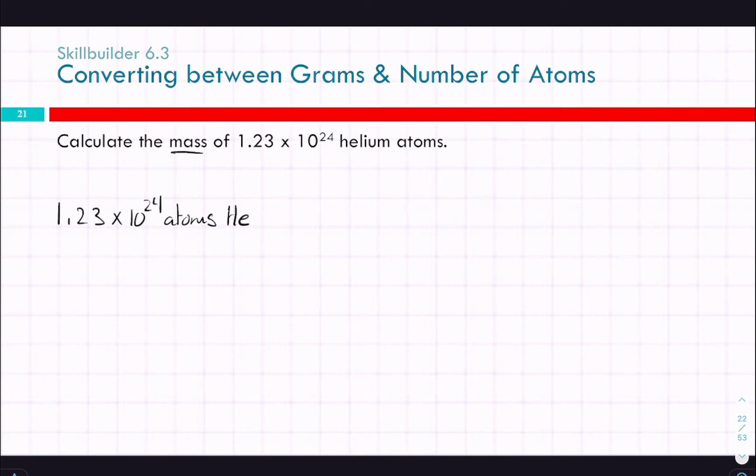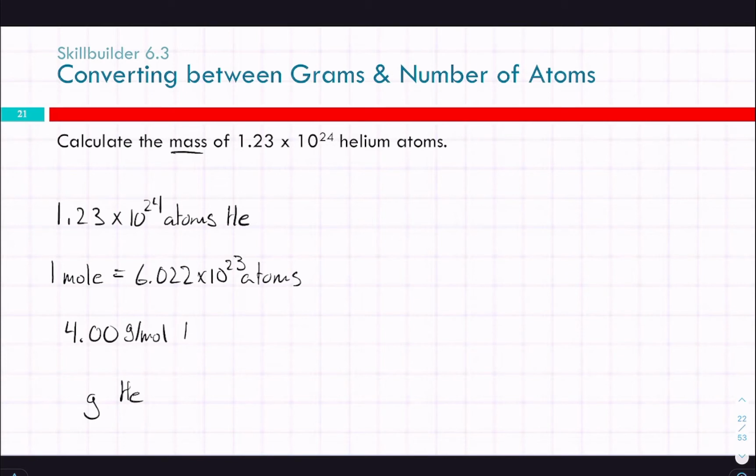So our first step here is we have atoms. We want to get to grams of helium. So we have to go from atoms to moles first, because then we can go from moles of helium to grams of helium. So the conversion factor for atoms to moles, 1 mole is 6.022 times 10 to the 23 atoms. And then the molar mass of helium, I'm just going to use 4.00 grams per mole helium.